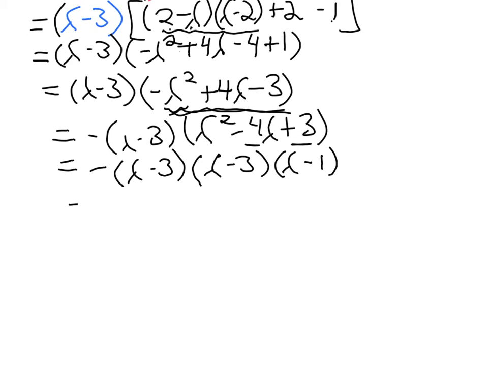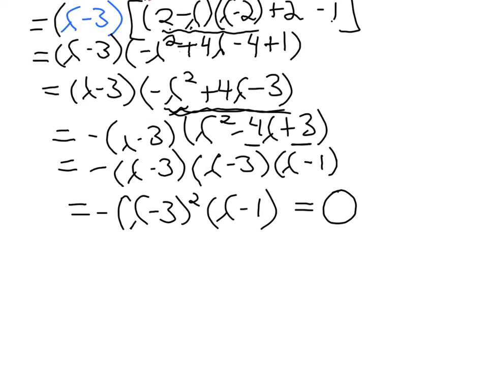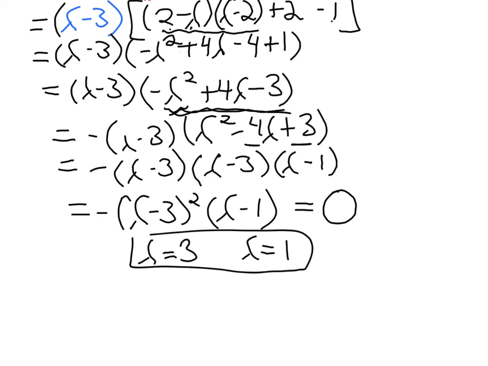Let me write it a little more concisely as lambda minus 3 squared times lambda minus 1. Now that we're looking at it here, we can find the eigenvalues by setting the characteristic polynomial equal to 0. And that gives us the result either lambda equals 3 or lambda equals 1. And these are the eigenvalues for that given matrix.